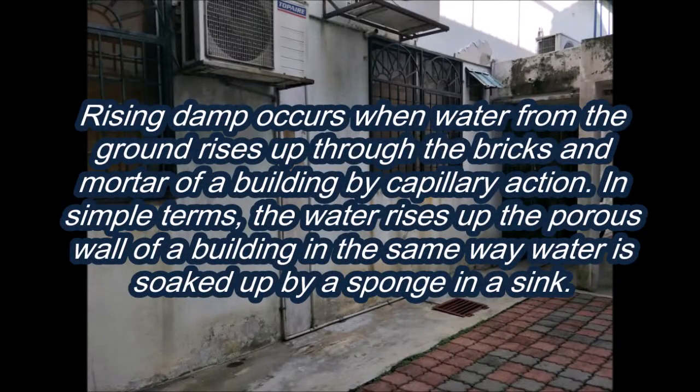Rising damp occurs when the water from the ground rises up through the bricks and mortar of a building by capillary action. In simple terms, the water rises up the porous wall of a building, in the same way that water is soaked up by a sponge in a sink.